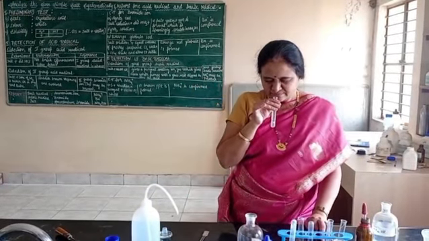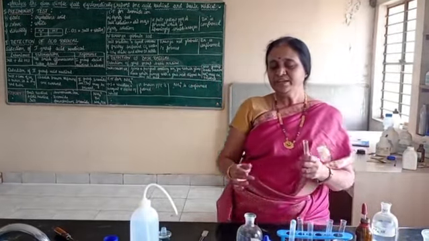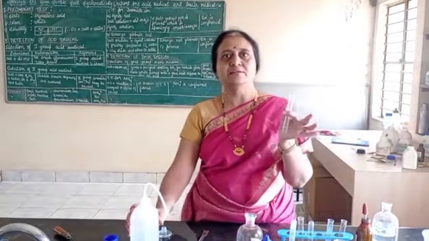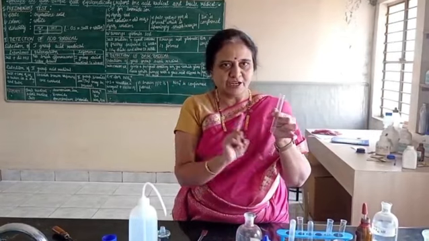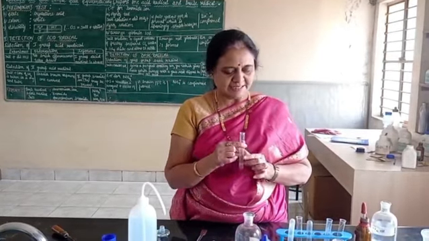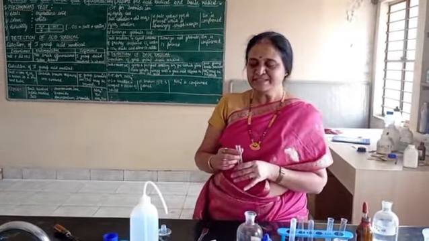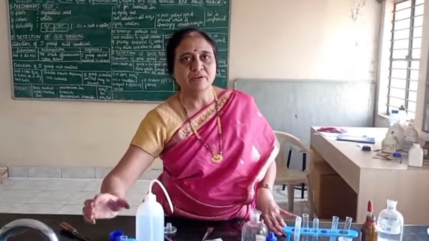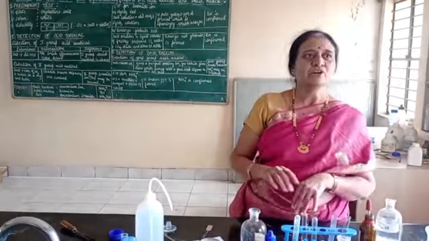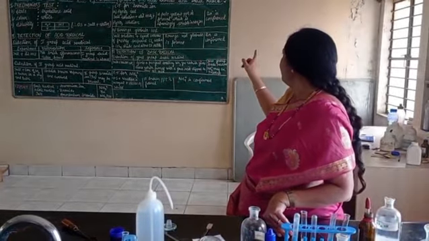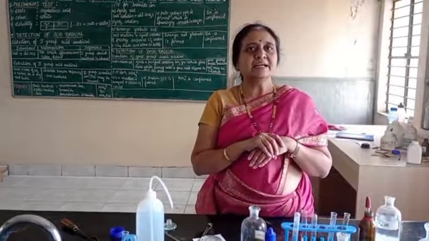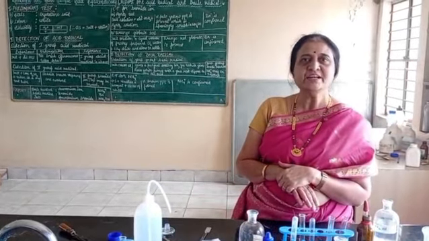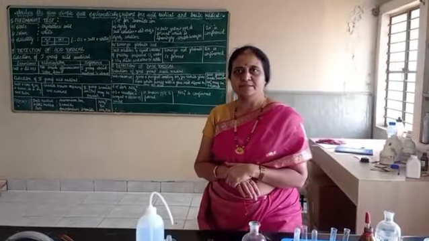Smell the gas. Now you are getting a pungent smell of ammonia gas evolved. Salt plus dilute NaOH, smell the gas, a pungent smell of ammonia gas is evolved. So the result is NH4 plus. Your basic radical is NH4 plus ion. 0 group basic radical present, NH4 plus present.